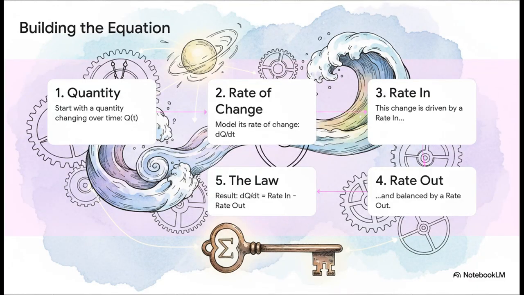And here's how we actually build the math for it. We start with some quantity, we'll call it Q, that's changing over time. So its rate of change is, of course, dQ/dt. And where does that change come from? It's just a tug of war between what's coming in and what's going out. That gives us our golden equation: dQ/dt equals rate in minus rate out. This simple formula is our master key.